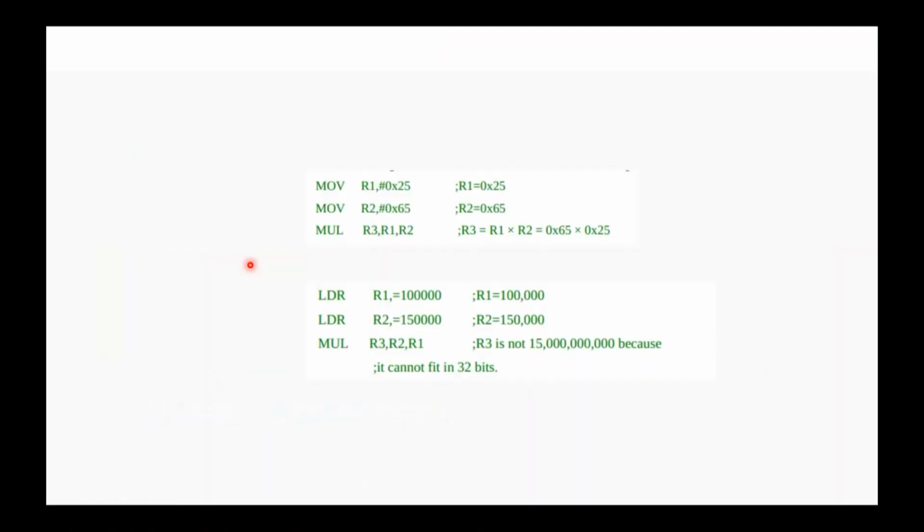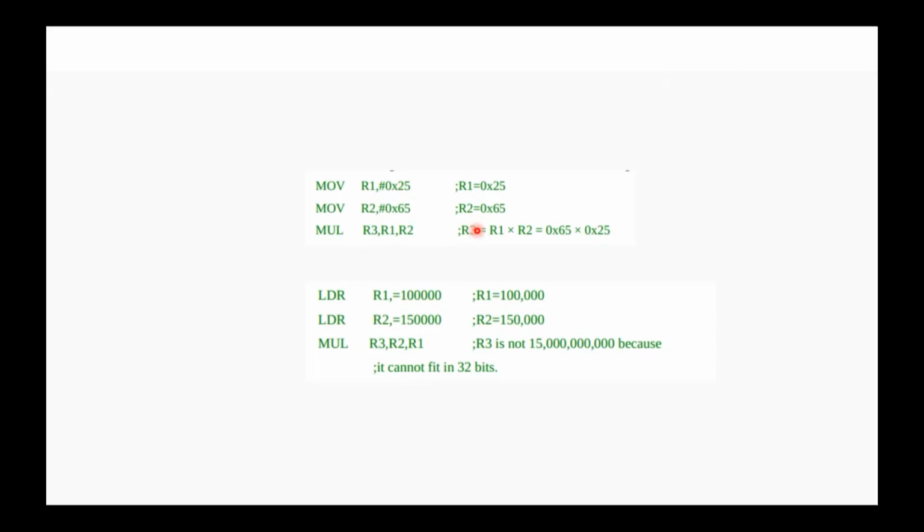Okay, so let's look at this example here. First instruction, MOV R1 with 25, means that you're going to move this value 25 to your R1. MOV R2 with this value 65, so 65 will go to R2. MUL R3, R1, R2. So what happened here is R3 equals R1 multiplied with R2, and you will get a result. And this result here will be stored to your R3.